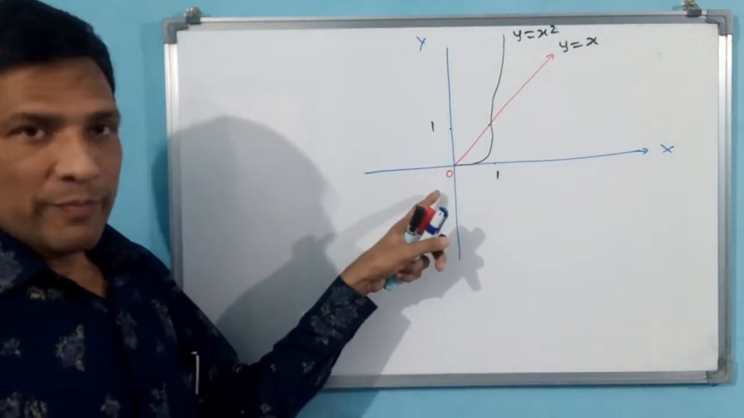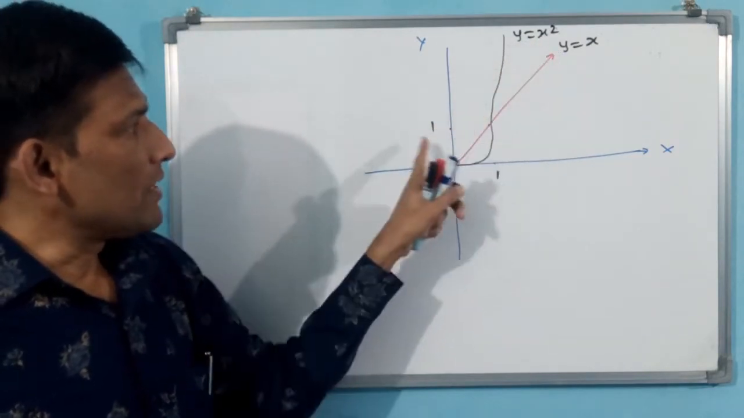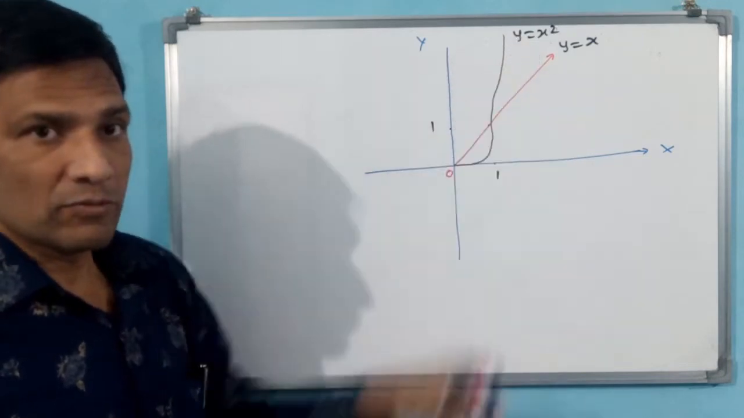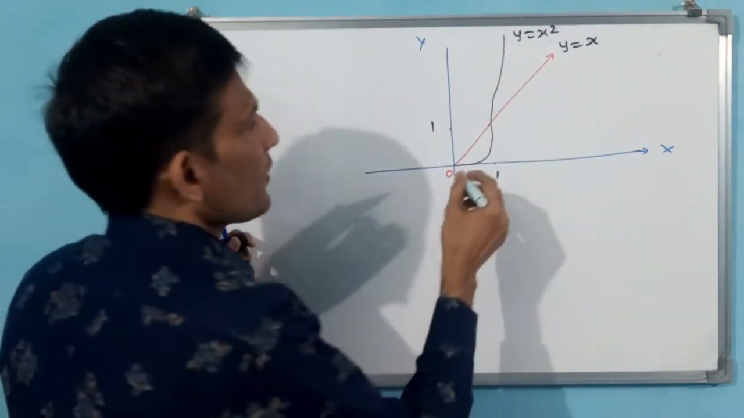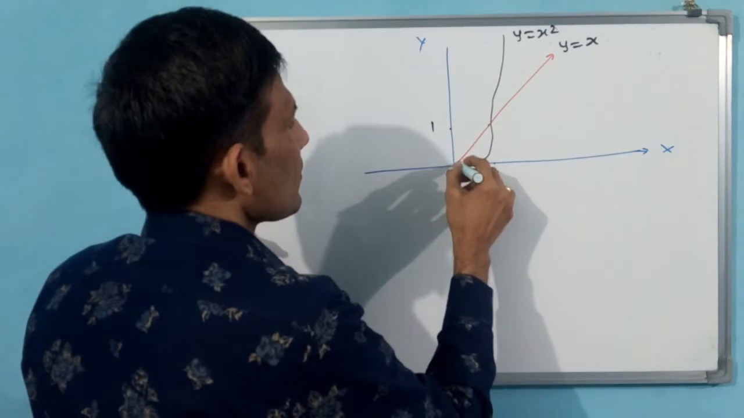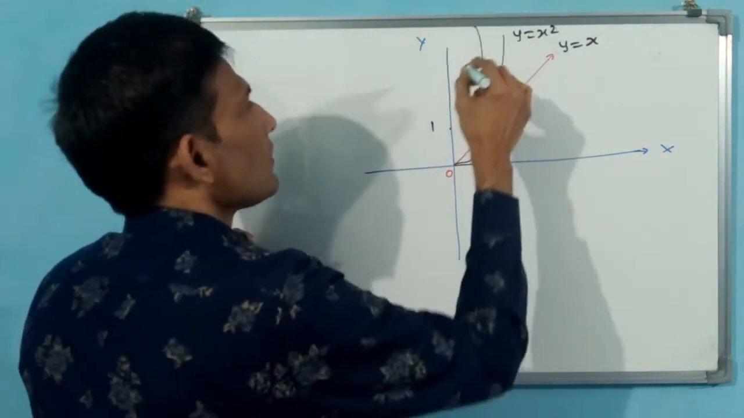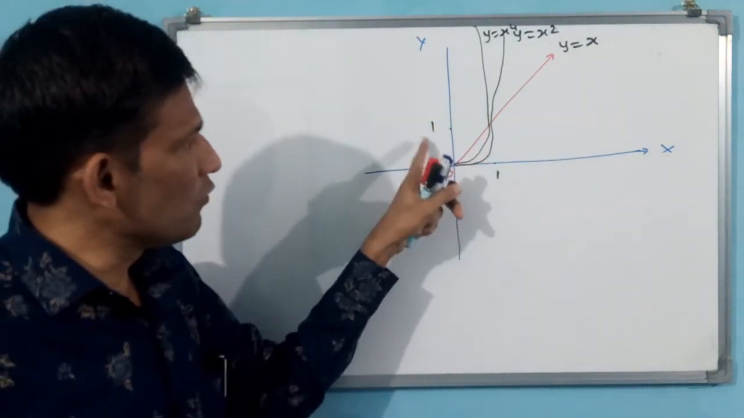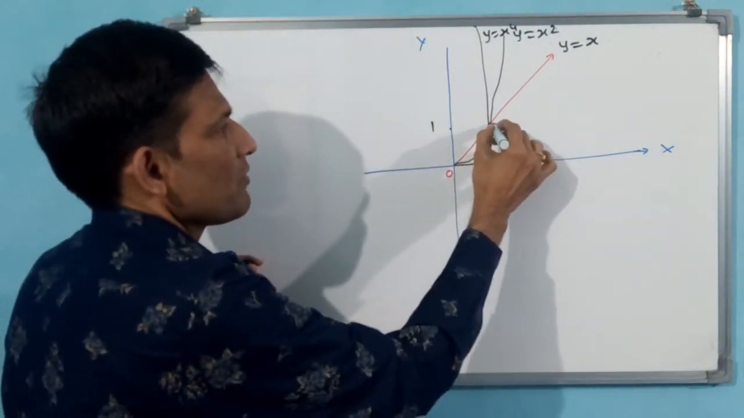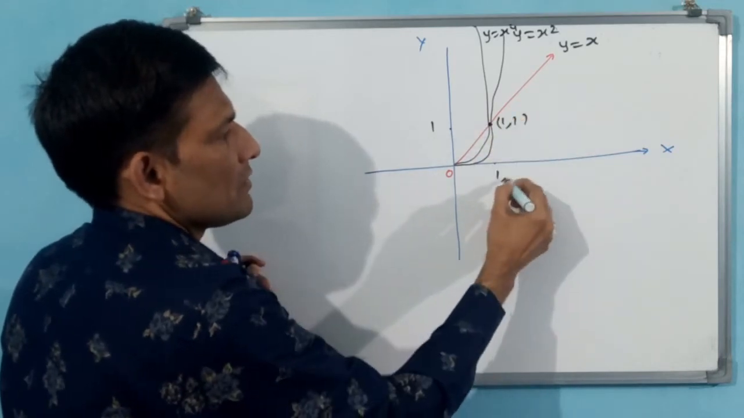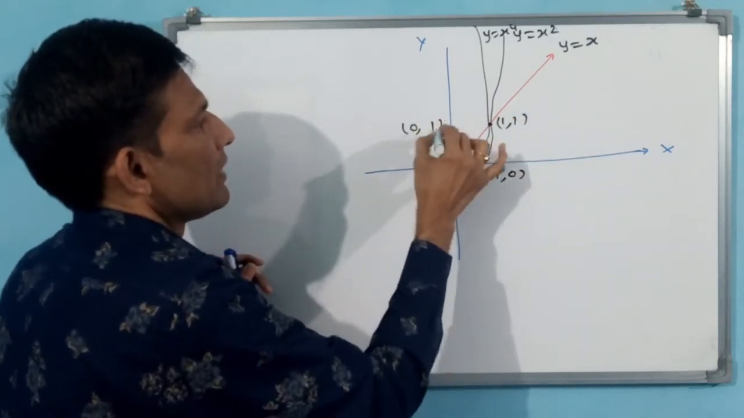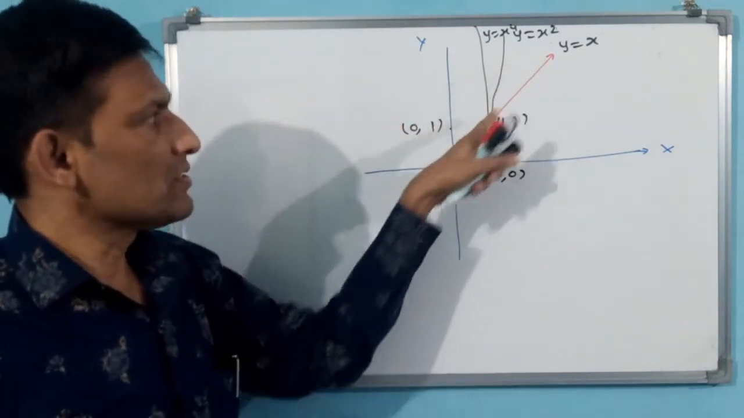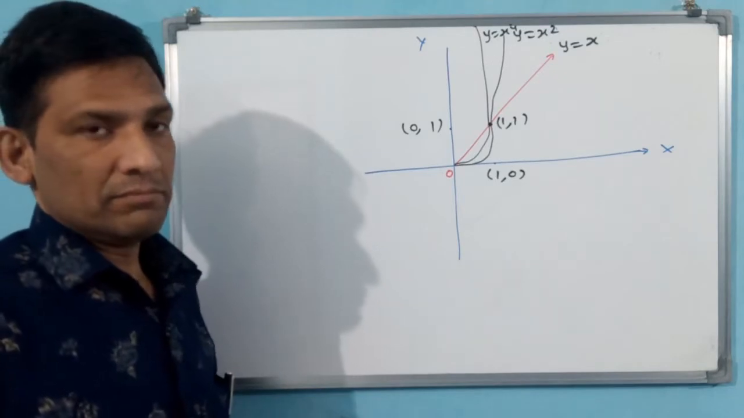Why? Because you see, even if you give 1, only 1 will come: input 1, output 1 for x square. What about x to the power of 4? y is equal to x to the power of 4. See, for the x to the power of 4 function also, if you give 1, only 1 will come. That means this point you have to keep in mind: 1, 1. This is 1, 0. This is 0, 1. Okay, at 1 all these function graphs are intersecting.